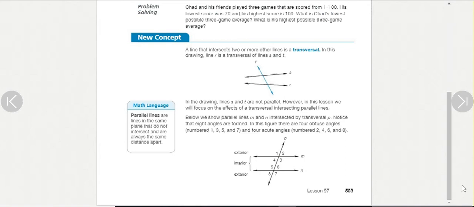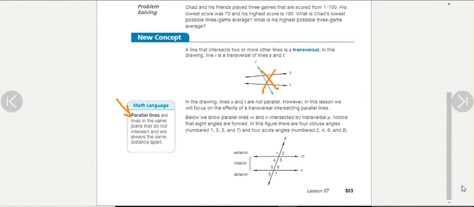Course 1, great and fun geometry lesson today. Lesson 97 is about what we call a transversal. Trans means across. We're cutting across parallel lines. What do you remember about parallel lines? They do not intersect. They're always the same distance apart.